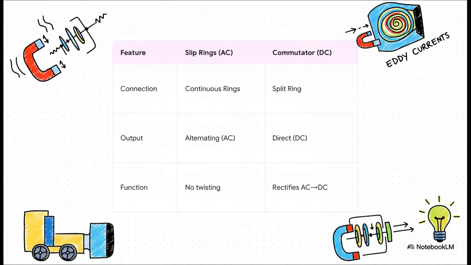Now here is a super common trap for students. Pay attention to this. To get that nice alternating AC output, we use two continuous slip rings. They let the coil spin around freely and just transfer that alternating voltage right out.